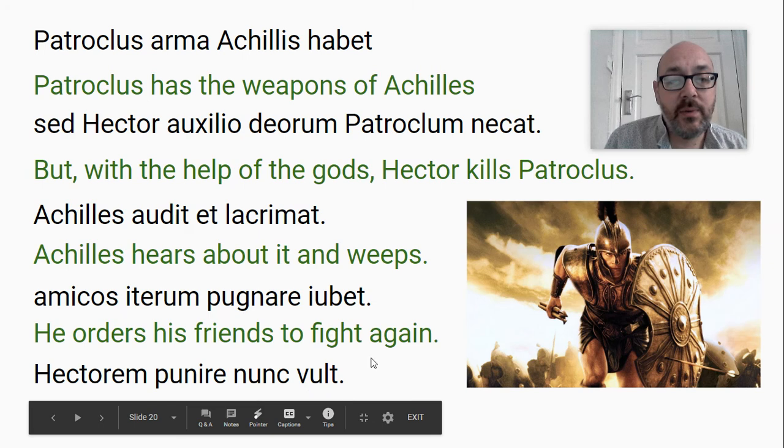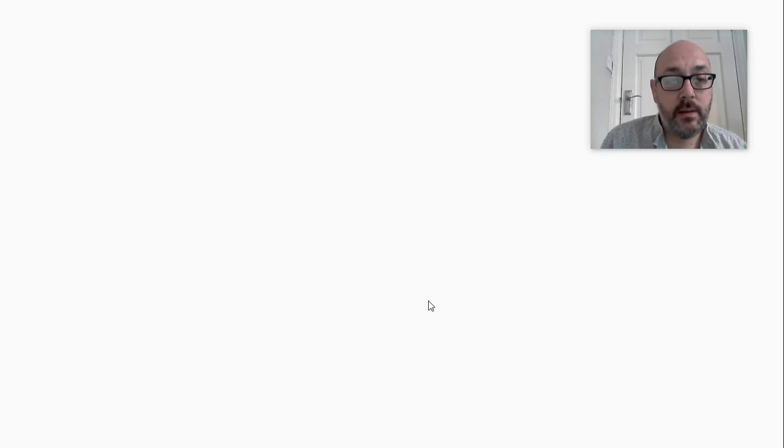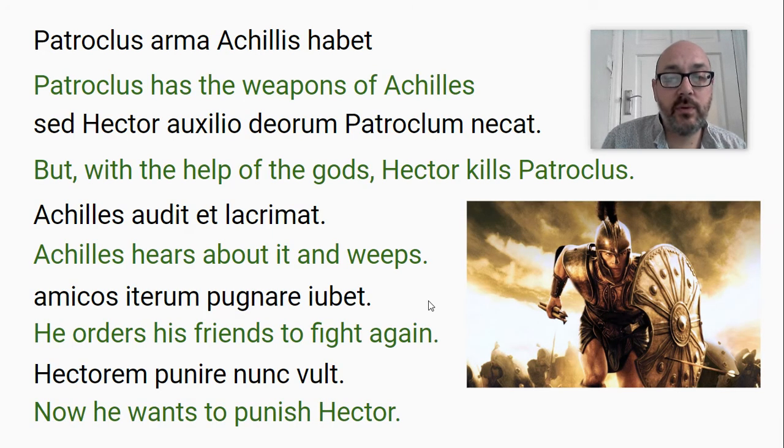It's very tempting with this because it's got this great big proper noun at the start of the sentence to think Hector is the subject of the sentence, but look at that ending. The M tells you that it's accusative, so it can't be the subject. So don't be tempted to force Hector to be the subject of the sentence there. It's accusative, so it really, really can't. He wants to punish Hector now.